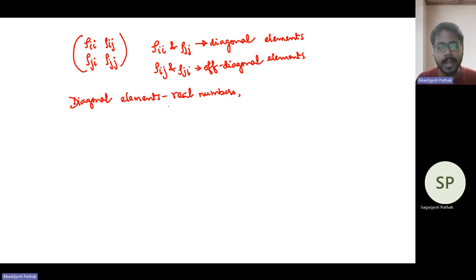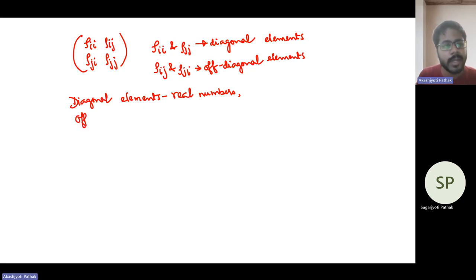So these diagonal elements represent the probability of a particular nucleus existing in the I state or in the J state. So that is given by the diagonal elements.